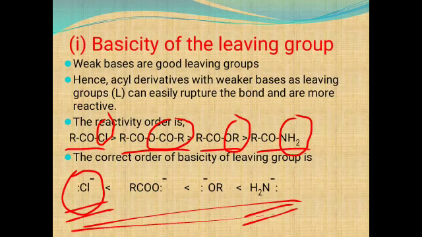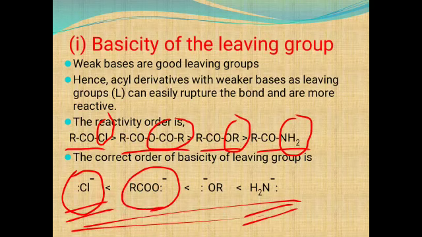So the compound that contains Cl minus, what happens? The Cl minus will get eliminated easily, so it will become more reactive. That is what the fourth point says. RCOCl has more reactivity. Next to Cl minus, which is the good leaving group? RCOO minus is the good leaving group.